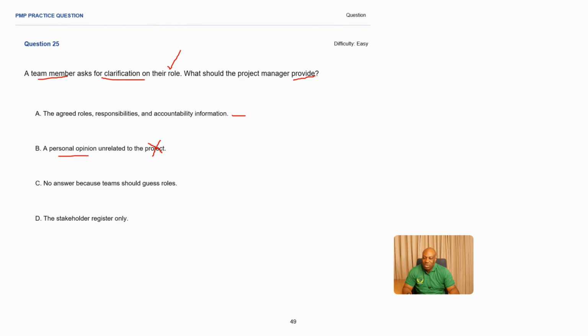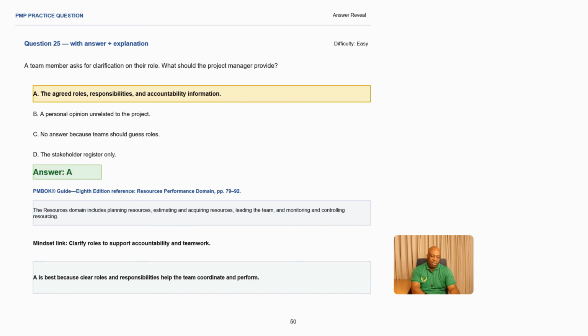No answer because teams should guess roles. In a project, you must clarify the roles to the team. They should not guess in any way, thereby eliminating this answer. The stakeholder register only. Giving the team member the stakeholder register does not help in clarifying their roles. So this one does not answer the question, making A the best answer in this scenario. So you should provide agreed roles, responsibilities, and also accountability information for the team member to have some clarification on their roles. So this is the best answer.